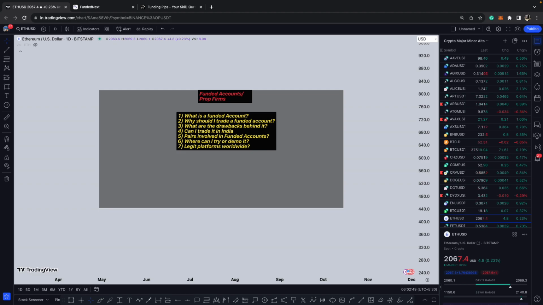So in the first phase, you just had to make 8 or 10% of the total capital. In the second phase, you just need to make 5%. Once you do that, you've cleared the second stage, and you get a certificate for clearing both of the phases. Once you are through that, you basically get to the real funded account.